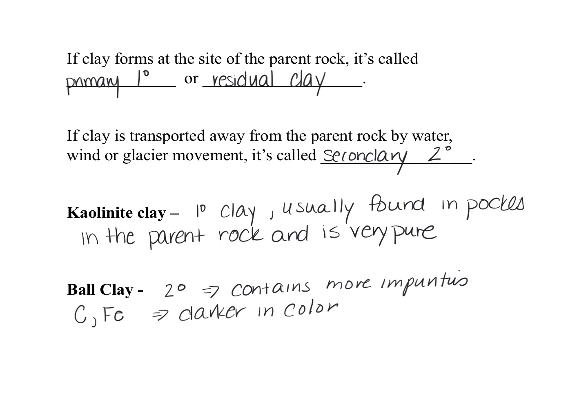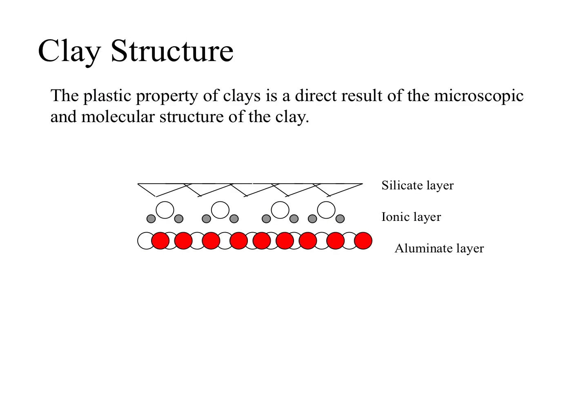Now, let's talk about clay structure and that plastic property that we talked about before. The plastic property of clays is really a direct result of the microscopic and molecular structure of the clay. If you look at this rendering here, we've got a silicate layer, then we have an ionic layer, and then we have the aluminosilicate here. What's happening here is that the silicates and aluminates align in layered sheets, and it traps those water molecules in between them.